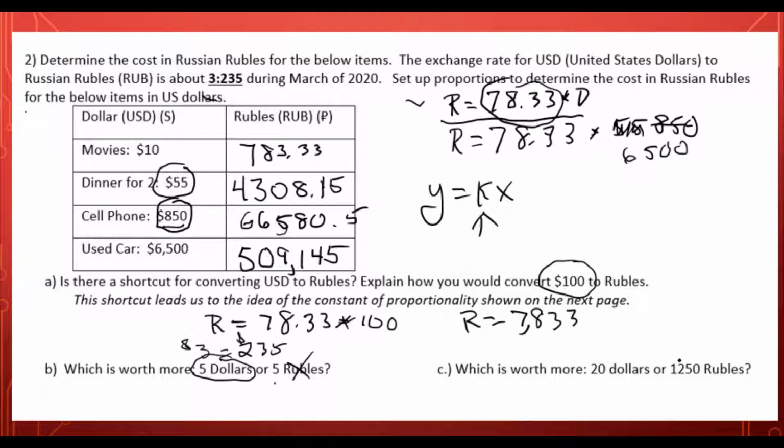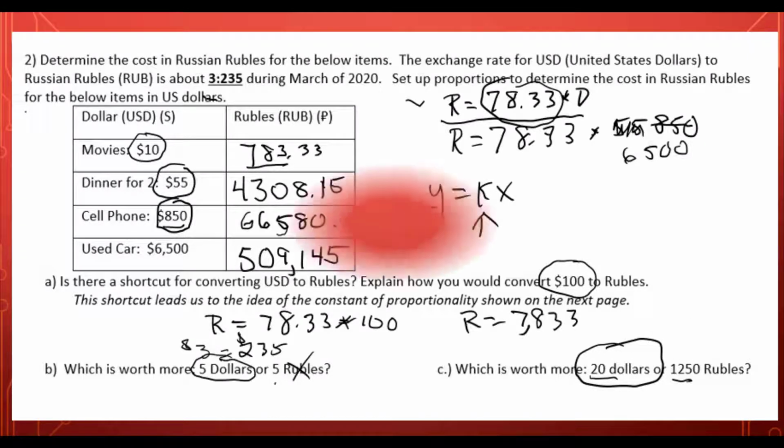Which is worth more, $20 or 1250 rubles? Well, we can go up here and look what we had. We had $10 is worth that many rubles. If I doubled this, I'm going to get over 1,500. And so this $20 is worth more than that amount of rubles.